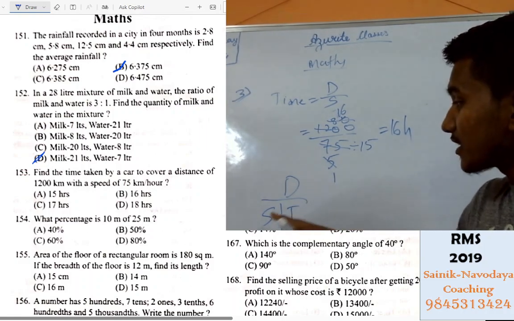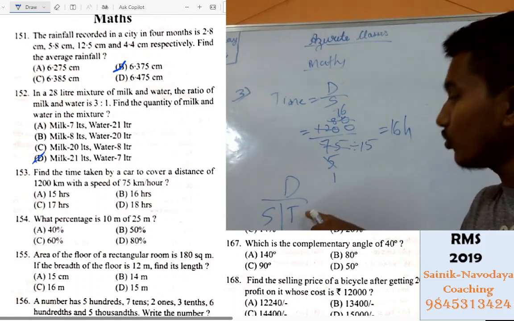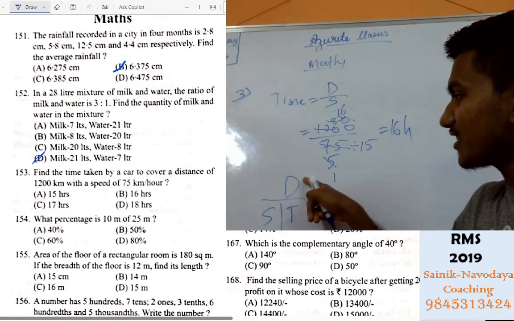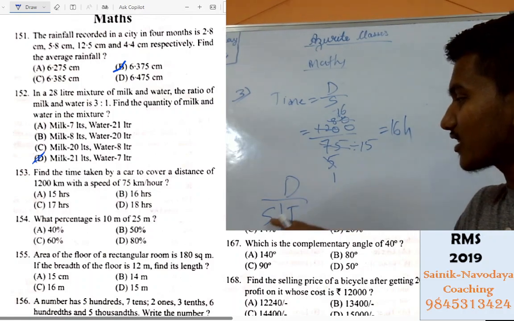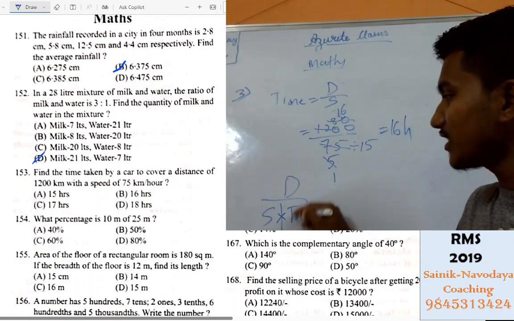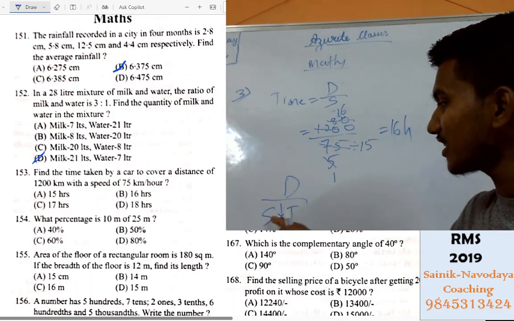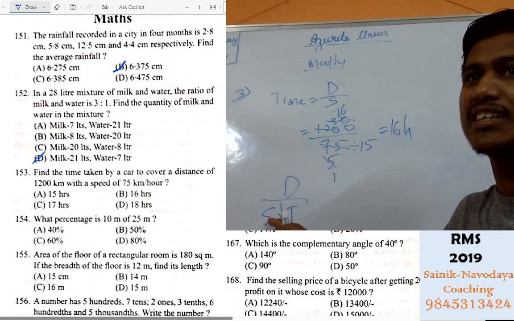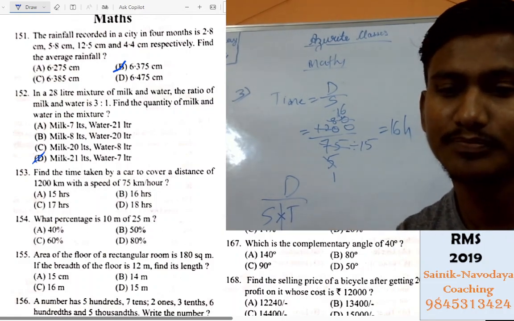If you want to find speed, it is distance by time. If you want to find time, it is distance by speed. If you want to find distance, it is speed into time. So here we have to multiply and these we have to divide. Remember like this. DST in alphabetical order. D first, then speed, then time.